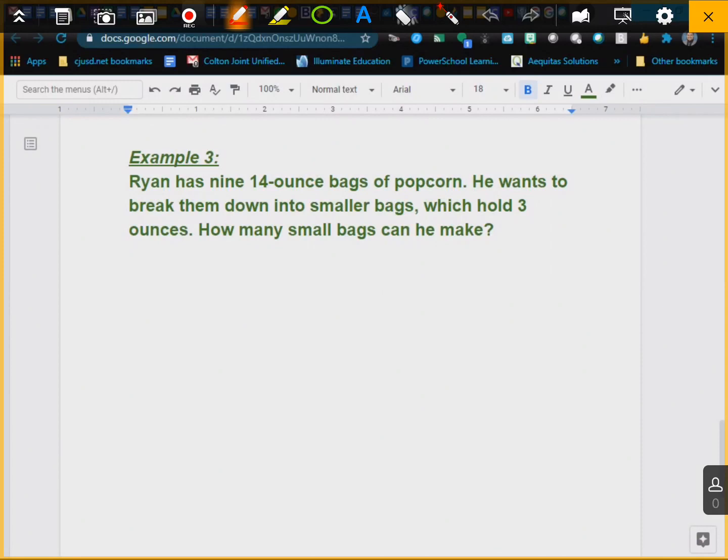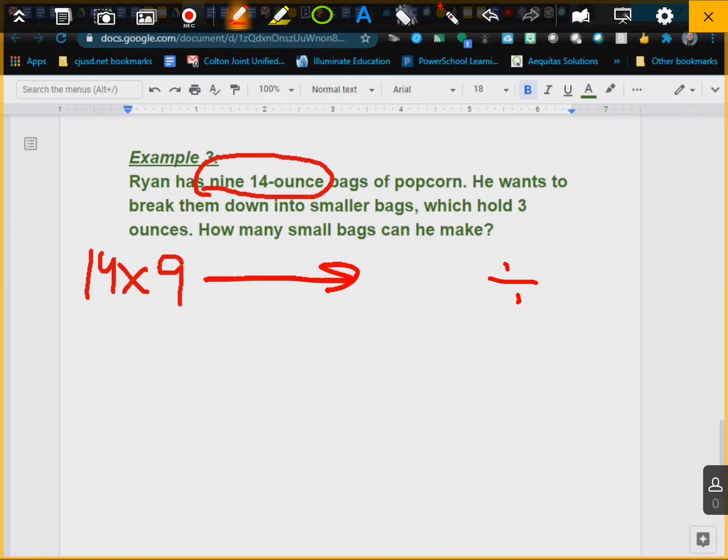So, he has 14-ounce bags of popcorn, and he wants to break them down to bags that hold 3 ounces. I'm sorry, he doesn't have just one 14-ounce bag. They're always trying to trick you. He has 9 14-ounce bags. So I'm going to take 14 times 9, then I'm going to take that number and divide it by 3. So let's go ahead and do that right now.